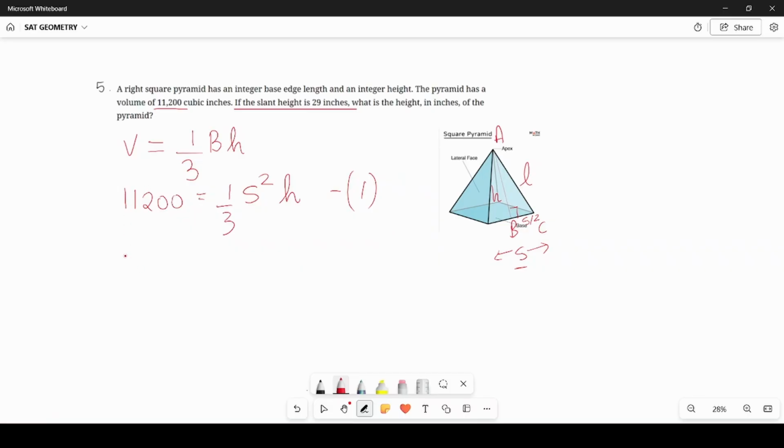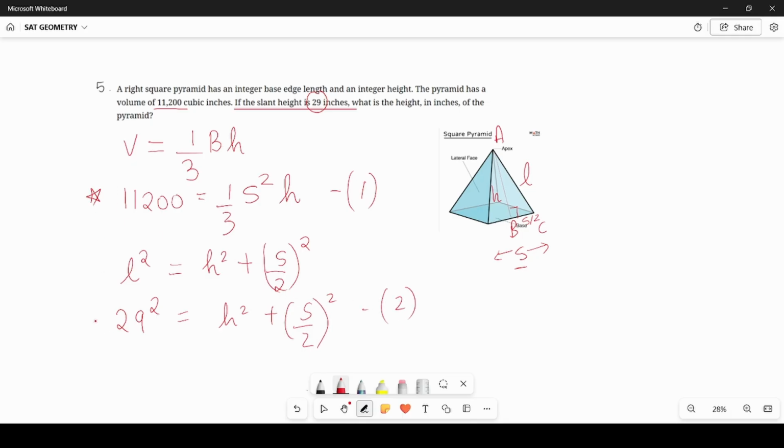So I'm going to use the Pythagorean theorem in triangle ABC. From there we know that the square of the hypotenuse, which is L, is equal to the sum of the square of the height and the base. So L squared equals H squared plus the base is BC, so that is S by 2 squared. Now from the question we also know the value of L, which is 29. So I'm going to put the value here. So 29 squared is equal to H squared plus S by 2 whole squared.